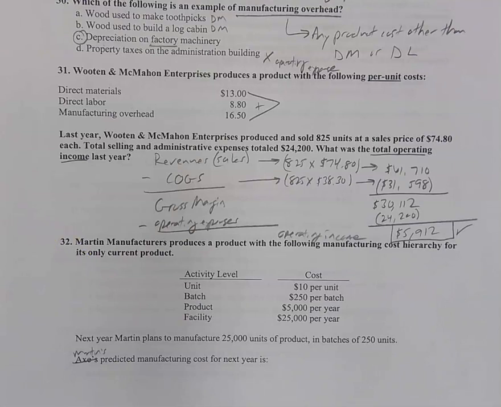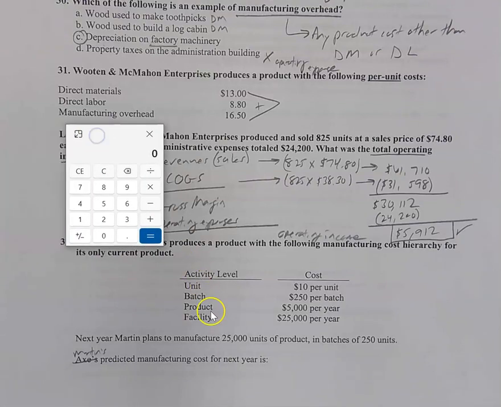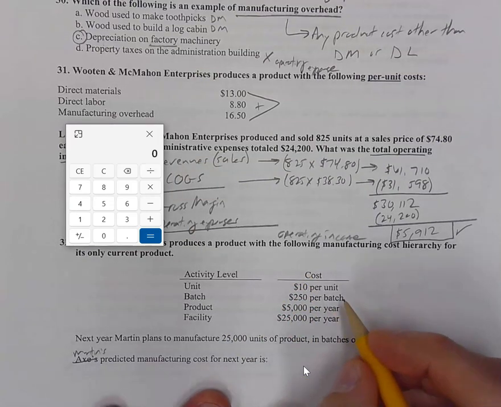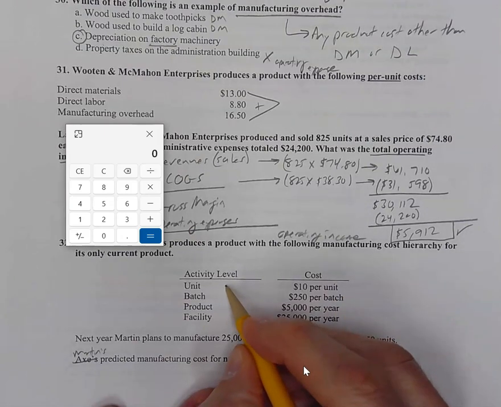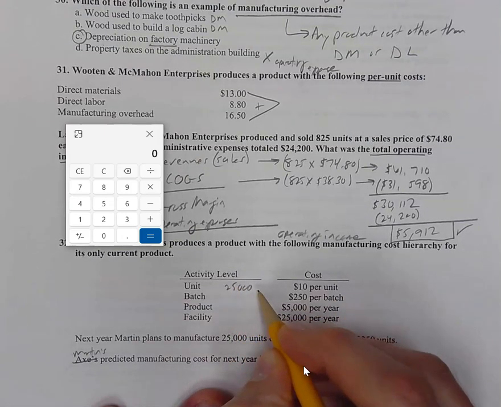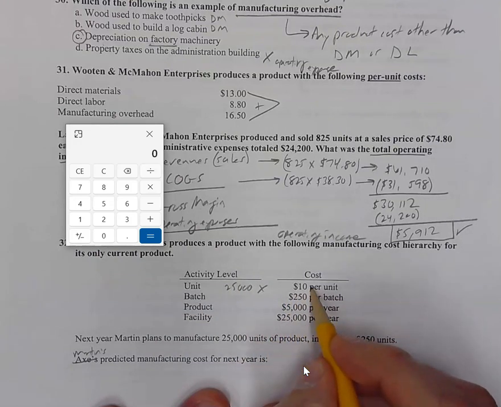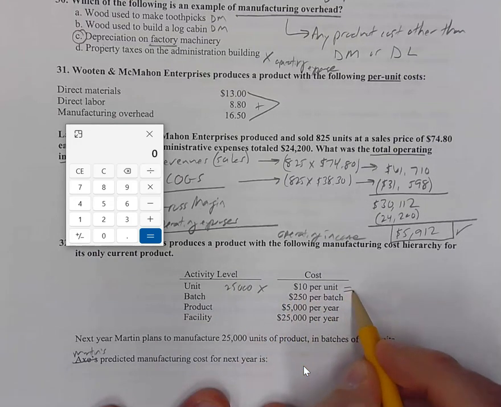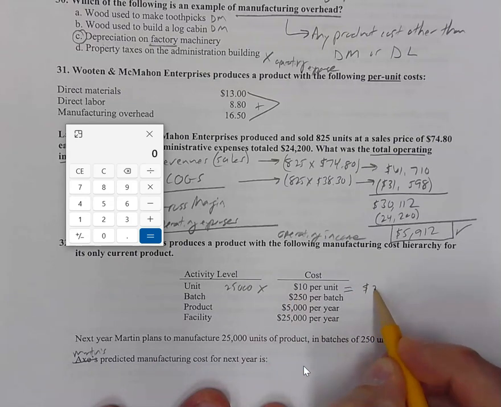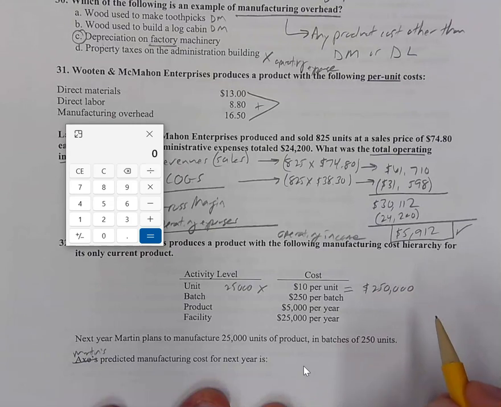Pretty basic. We are going to probably need to get a calculator. We're going to have 25,000 units, and each one of those is going to incur a $10 cost. So we can take this $10 per unit. Well, we can do this any way we want to. We can say 25,000 times $10 per unit is going to give us unit costs of $250,000. All right.